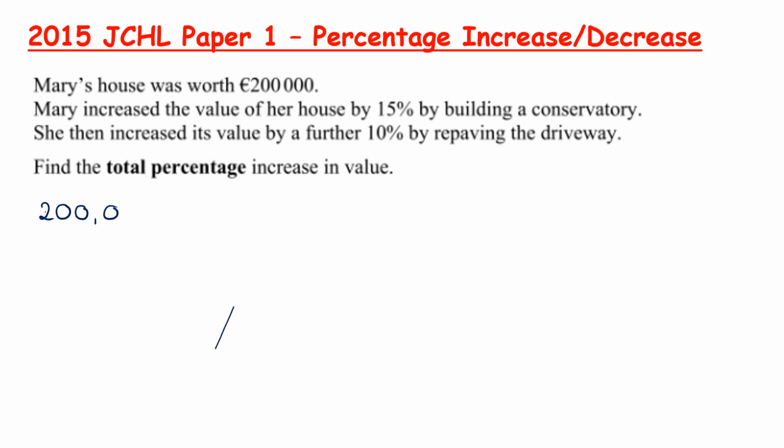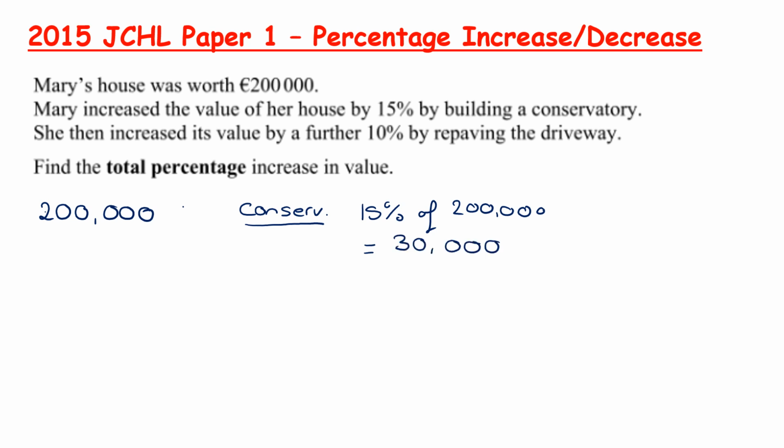So the first thing is her house is 200,000. We're now going to increase this by 15%. So we're going to find, for the conservatory, 15% of 200,000. And you can do that using your decimal method, your percentage method, your fraction method. And when you do that, we get 30,000.